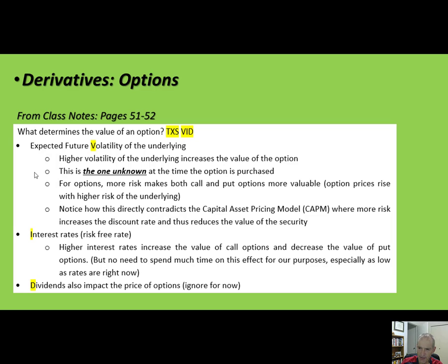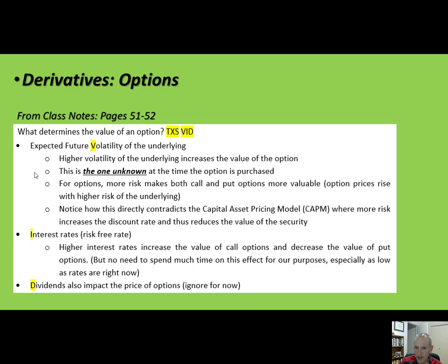Right, the I for TEXAS VID is interest rates. This one's a little tricky, but it gets back to what we talked about with futures. When you do the call option, you don't have to buy the stock today. You're essentially delaying it into the future. So you're saving the time value of money by doing the option. With puts, you could sell the security today, but instead you do a put on it. So then you're losing the time value of money.